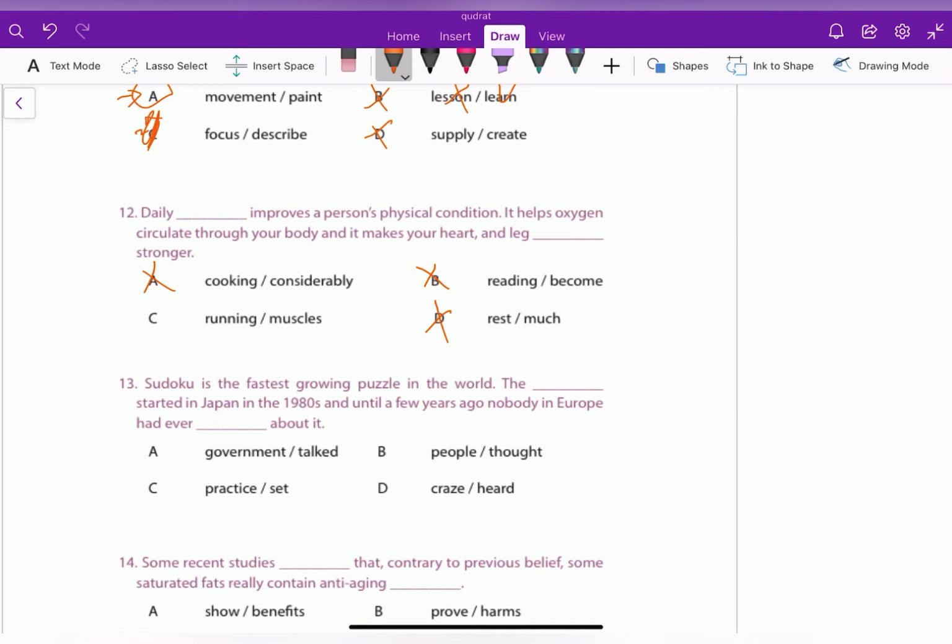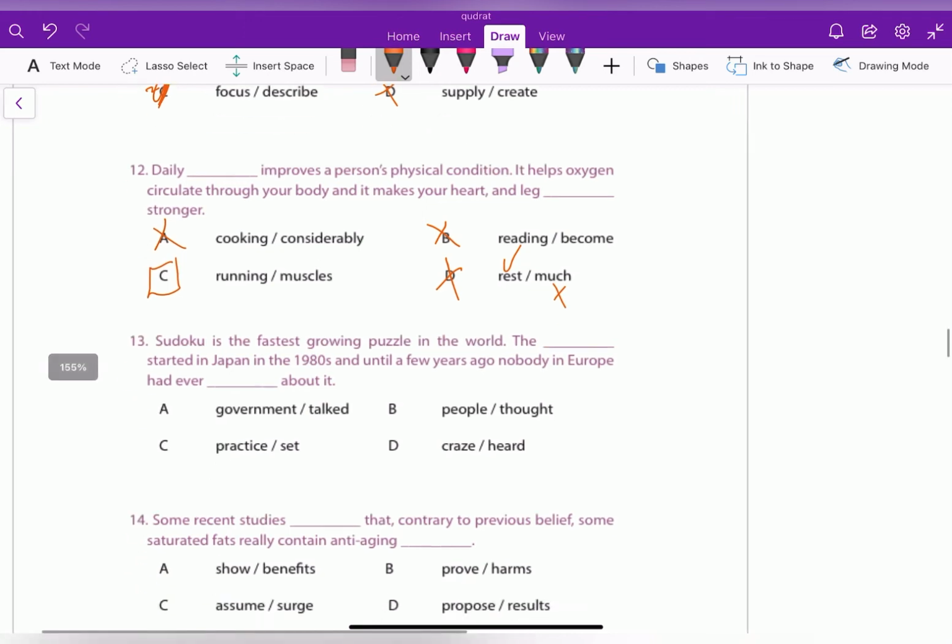Although this could fit, daily running improves a person's physical condition. It helps oxygen circulate through your body and makes your heart and leg muscles stronger. This fits more. Why? Because this one fits, rest fits, much doesn't really fit, so it makes C the answer. Number 13.